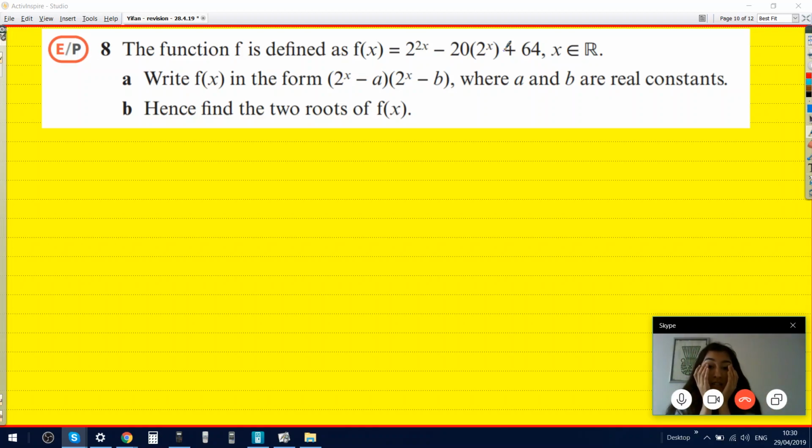Function that is done right, f(x) in the form... so 2 to the power minus 20.